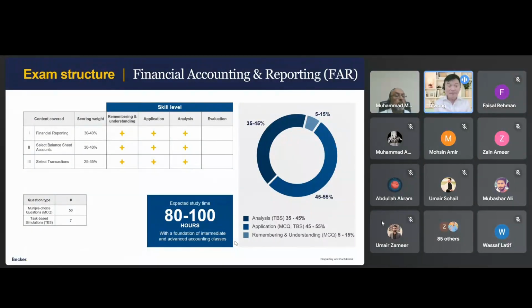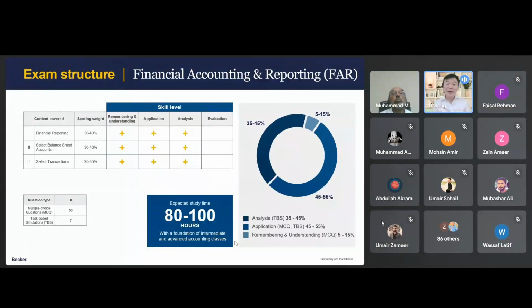First topic, financial reporting. Second, select balance sheet accounts. And third, select transactions. As you may know, the exam changed in 2024. Some of the more difficult areas from the old financial accounting and reporting section have been moved out. If you're an accountant, topics like pension accounting are pretty difficult, so they got moved away from financial accounting to the other sections. We'll talk about that later.